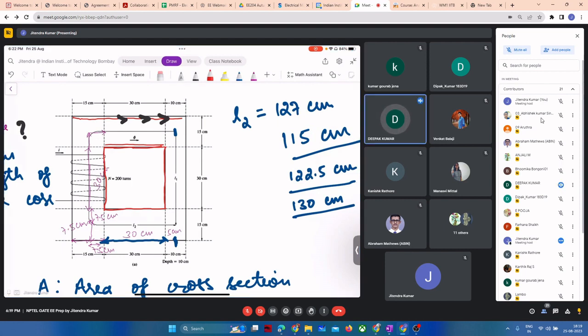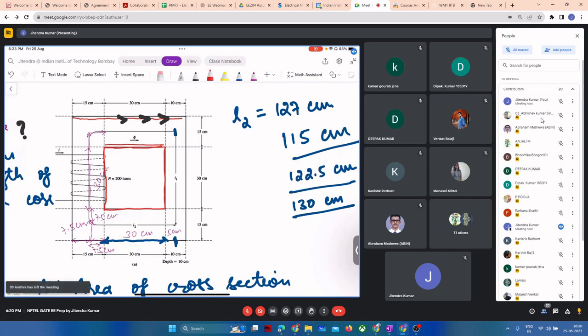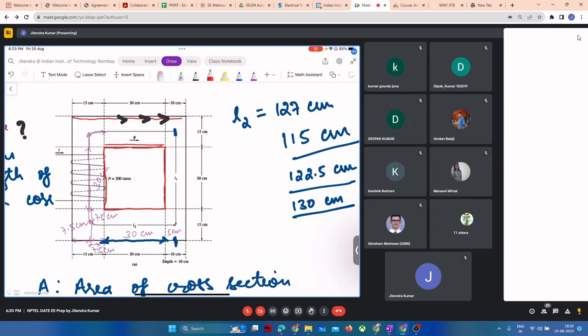Yes, sir. And sir, why did we not include L1 during the calculation of mean length? No, we have to consider L1, right? We haven't considered it yet. We are computing only L2 just for now. We will come to L1. Since the width of L1 is different, we have to handle that a bit differently. Just for the time being, we are avoiding it.